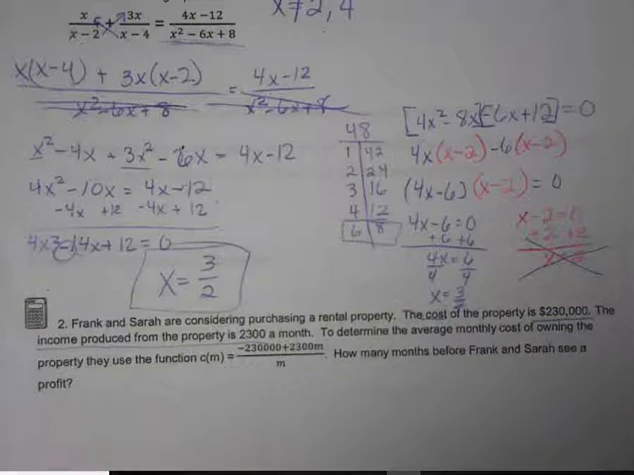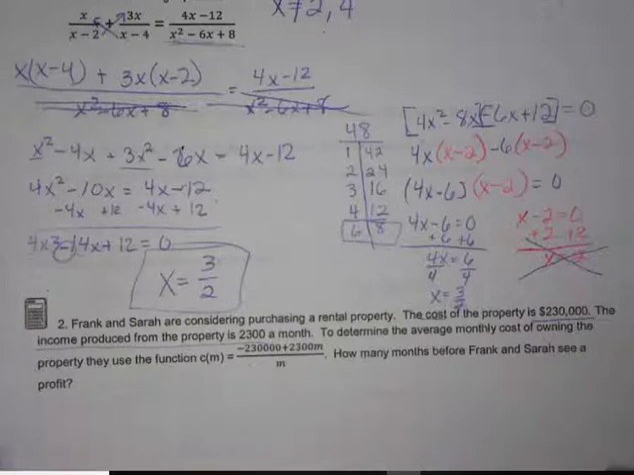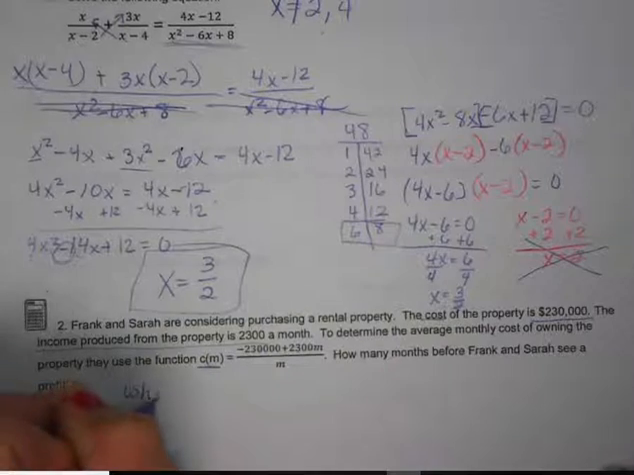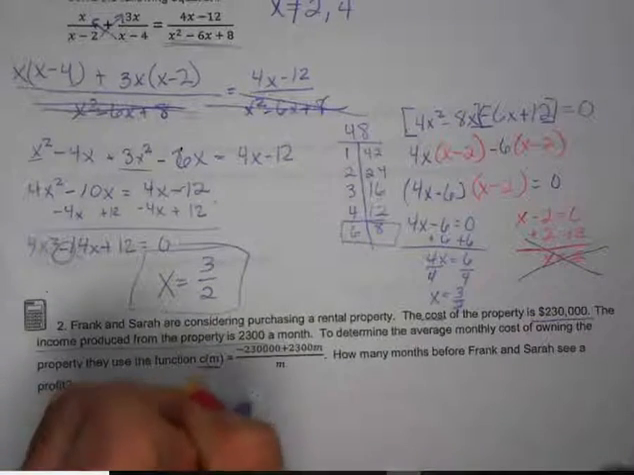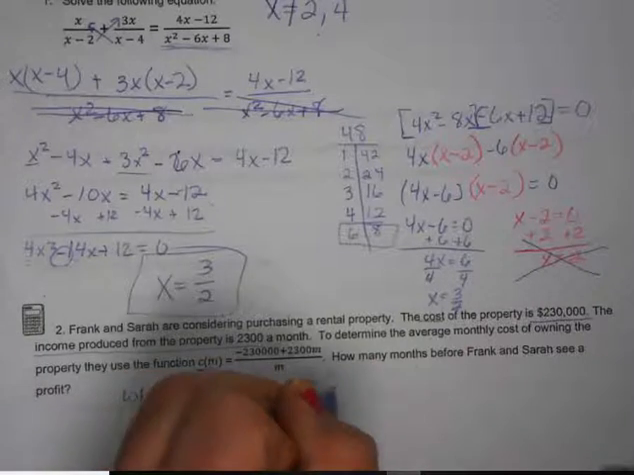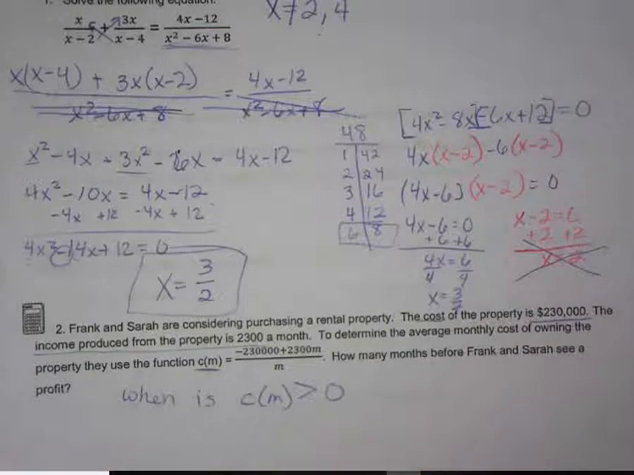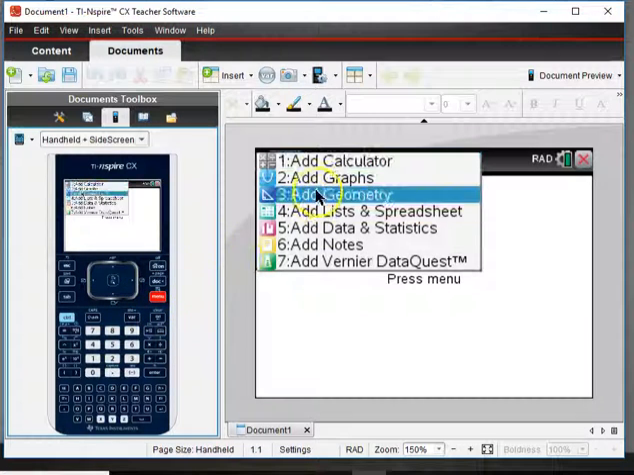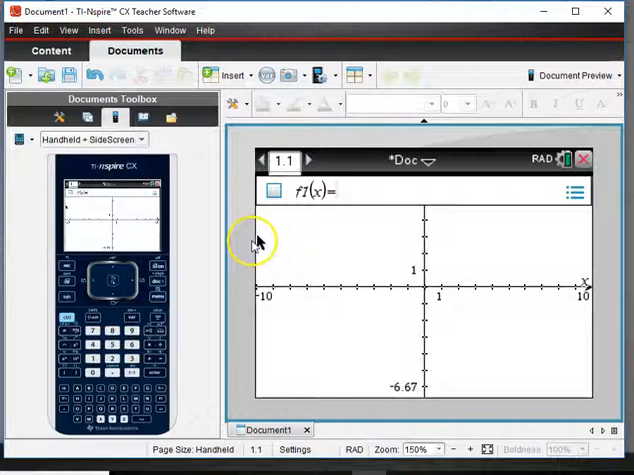So we need to figure out when is C of M going to be more than 0? When is C of M greater than 0? Okay, so to do this, we're going to use our calculator. So in our calculator, we're going to go ahead and add a graph, and we are going to type in the equation. We can do it just as we see. We're going to change all the m's for x's. That's just going to be the easiest way to do that.